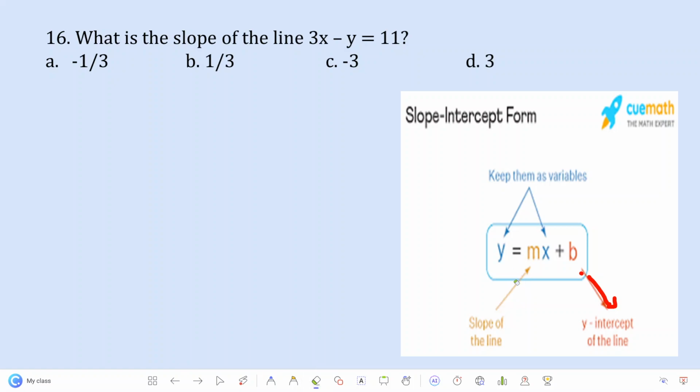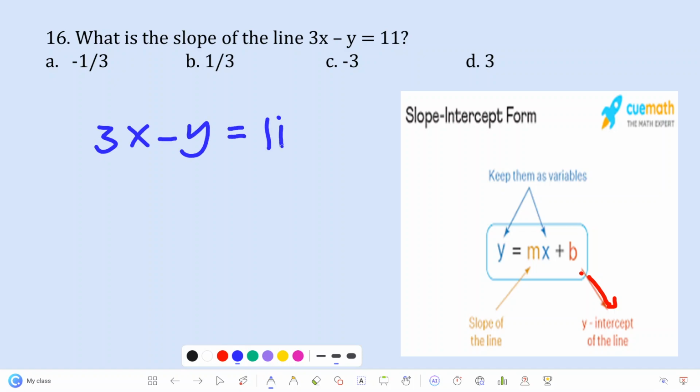So, kapag binigyan kayo ng question na ganito, the next thing that you will do is just to rewrite it into the standard form of the slope-intercept form. So, here you have 3x minus y is equal to 11. If you are adept with mathematics, dito pala makikita mo na kung ano ang slope ng line. Pero kapag hindi po, subukan po ninyong gawin itong slope-intercept form. So, how do you do that?